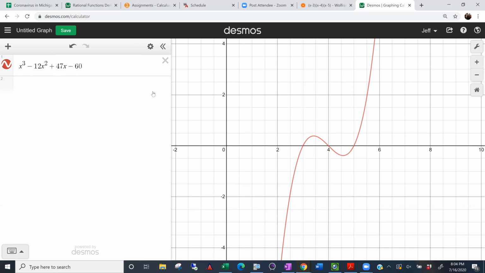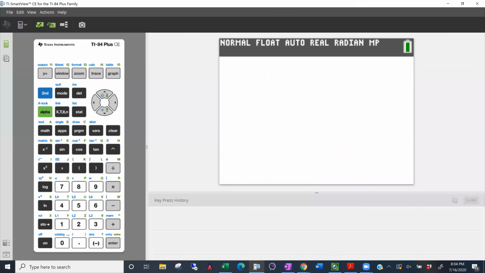A lot of times what you're going to want to know is, where does this cross the x-axis? What are the roots of this polynomial? Now, if you've got a nice program like Desmos, then you can figure that out pretty easily: 3, 4, and 5. But what if you're in a pinch and you don't have time to fuss around with your graphing calculator like that or with Desmos like this? If you're in a pinch, then go to the apps button.